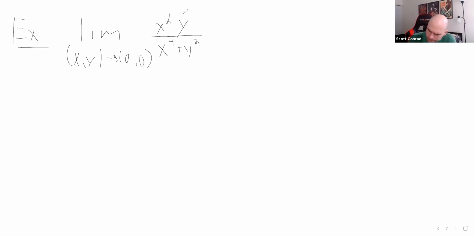So if we check along y equals mx, what we're trying to do is show this limit does not exist. So we want to find two different paths which give different limits. Let's check along y equals mx, which is nice because you can check along infinitely many paths, all the straight lines, all at once. So we plug in x for x, mx for y, and take x to 0.